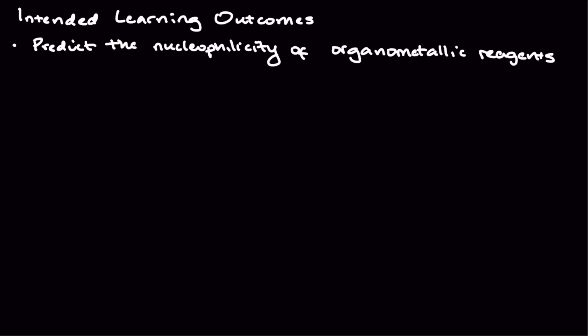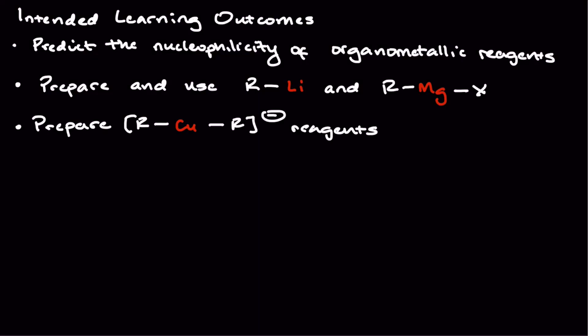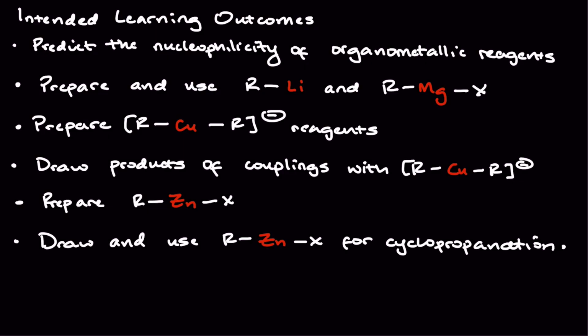It is my hope that by the end of this video you are able to predict the nucleophilicity of organometallic reagents, prepare and use organolithium and organomagnesium reagents in synthesis, prepare organocuprate reagents, use organocuprate reagents to perform carbon-carbon coupling reactions, then you'll be able to prepare organozinc reagents, and then use organozinc reagents for a special reaction called a cyclopropanation.